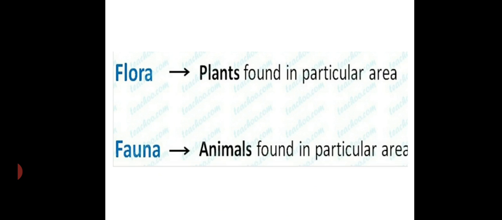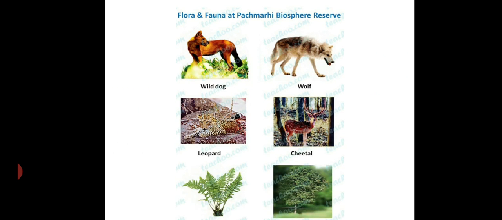Now let us understand what are flora and fauna. Flora are the plants found in a particular area and fauna are the animals found in that particular area. Here you can see the picture of flora and fauna found at Pachmarhi Biosphere Reserve. It is wild dog, wolf, leopard, cheetal, fern and jamun tree which are found in Pachmarhi Biosphere Reserve. So they are known as the flora and fauna of Pachmarhi Biosphere Reserve.